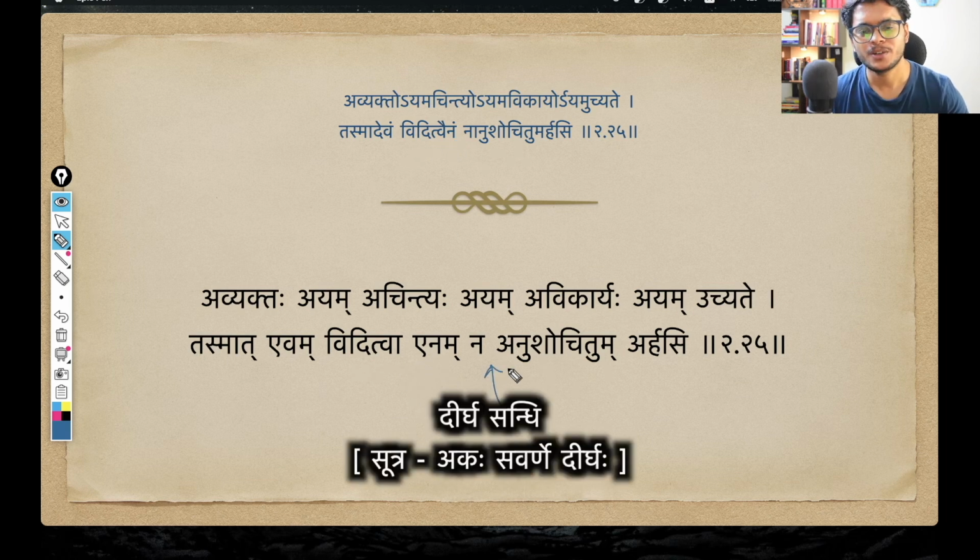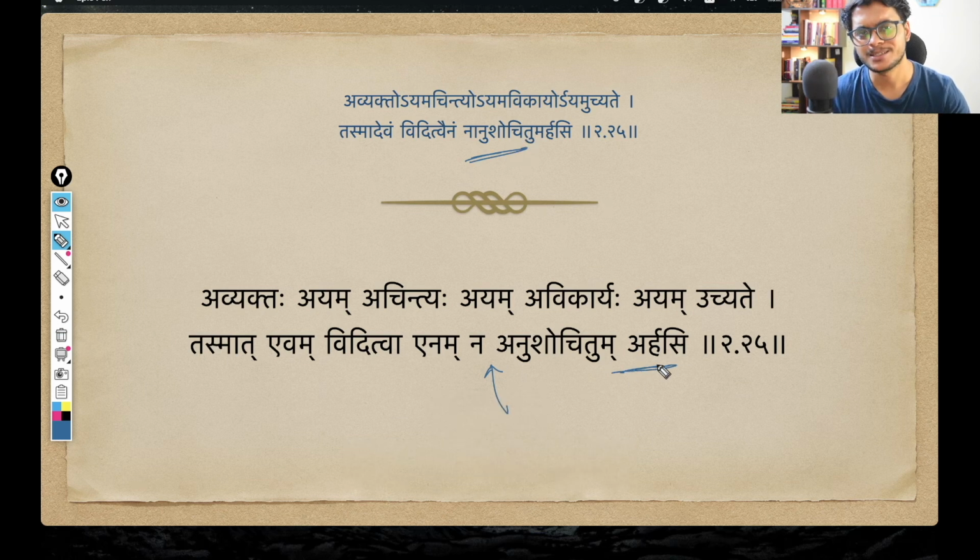And in the end, you have a dirgha sandhi. So na anushochitum, so it is nanushochitum. Okay. And then this is just combining with the adjacent word. So nanushochitum arhasi. Okay, and this is how before decoding the shloka, we separate all the individual words present in the Sanskrit verse.